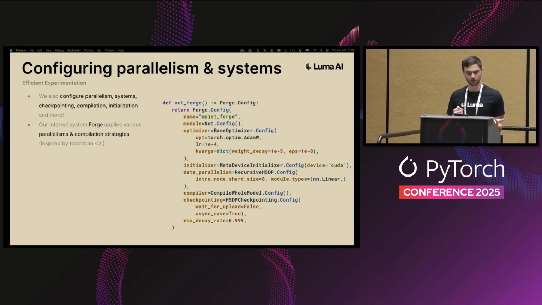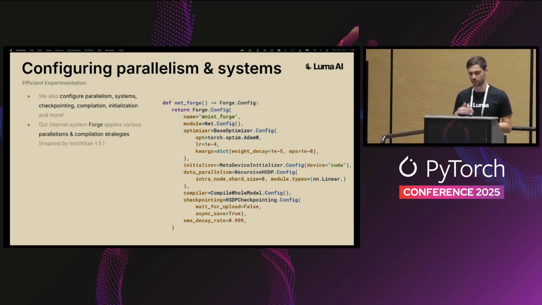So we have an internal system that we call Forge, which at this time, I guess, is a bit of an overloaded name. But with that kind of system, we can do parallelism and compilation strategies. And that is inspired strongly by Torch Titan, which also has this pluggable system of applying these different things. So on the right here, you can see we have things like the optimizer and initializer, which we use the meta device init for.